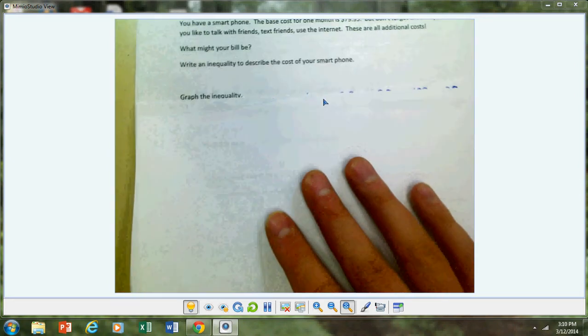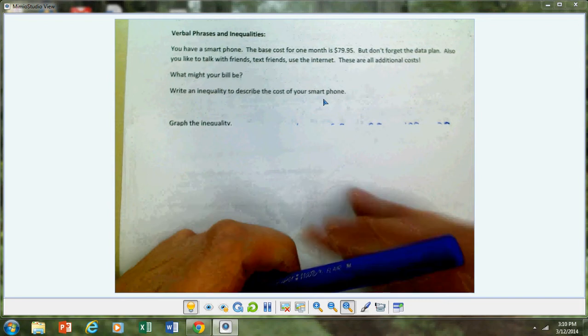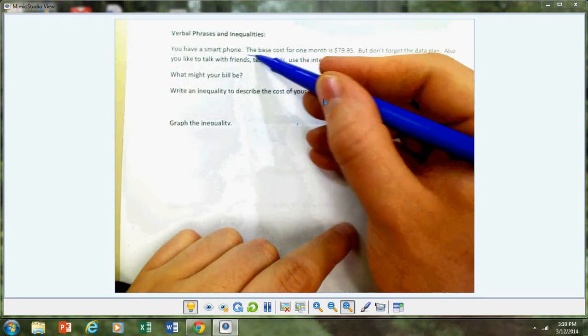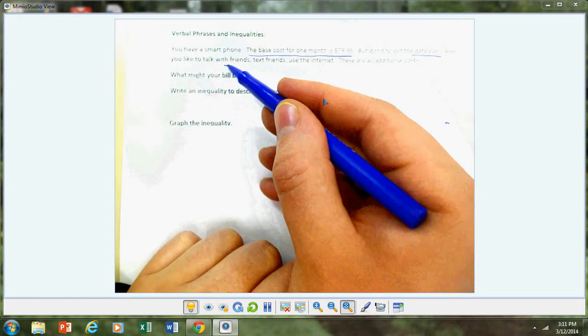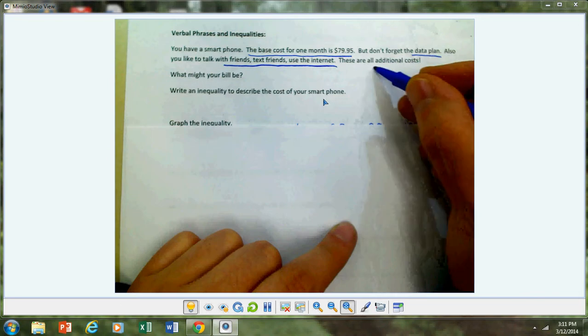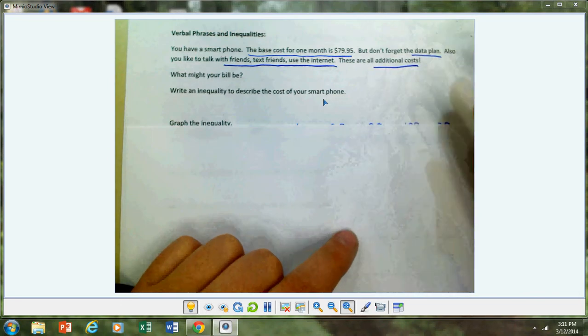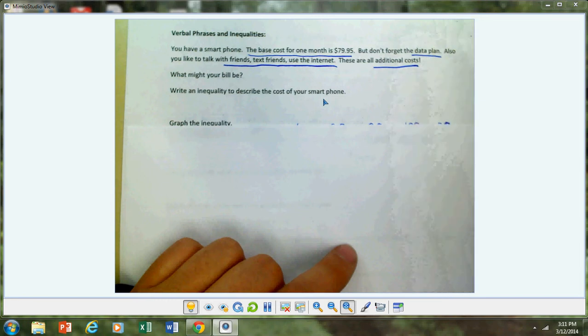Okay, what I want you to try. You have a smartphone. The base cost for 1 month is $79.95. That's the basic plan. But you want to add the data plan. You'd like also to talk with your friends, text friends, and use the internet. These are all additional costs. What could your bill be? So what I'd like you to do is graph that inequality, pause it, graph it, and then come back.